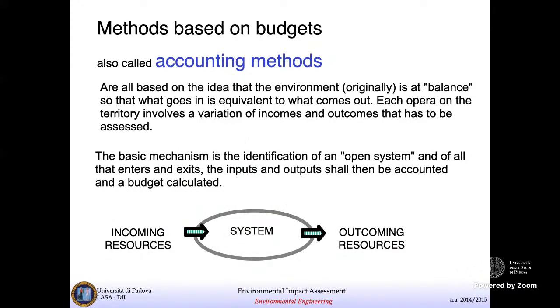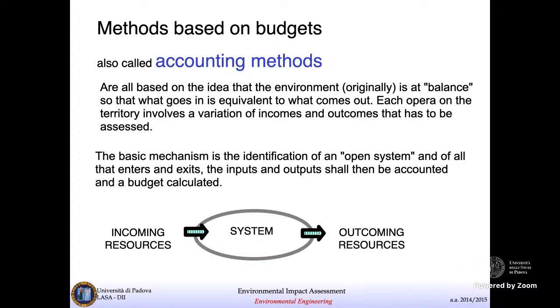The methods based on budgets, as we said, also called accounting methods, are all based on the idea that the environment originally is at balance, so that what goes in is equivalent to what comes out. Each work or realization of humans on the territory involves a variation of incomes and outcomes that has to be assessed. So the idea is to assess what goes into the system and what goes outside, and to find some kind of criteria to decide if it is convenient or not to implement the work.